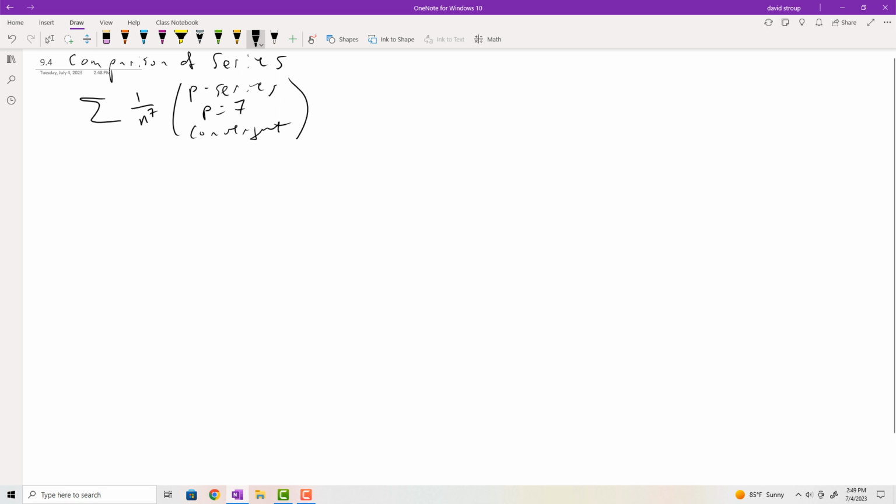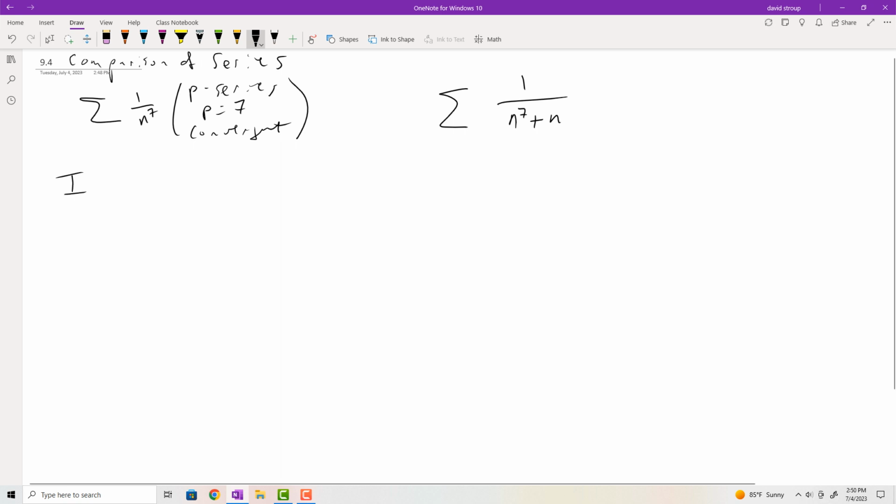And then somebody throws in your lap something that looks an awful lot like that series. So maybe 1 over n to the 7th plus n. Okay, and you want to say, well, this is kind of the same thing as a p-series, p equals 7, but you really can't do that. Okay, you need to be a bit more careful in your work, and that's where the comparison of series will come into play. So the first type of comparison is the direct comparison.